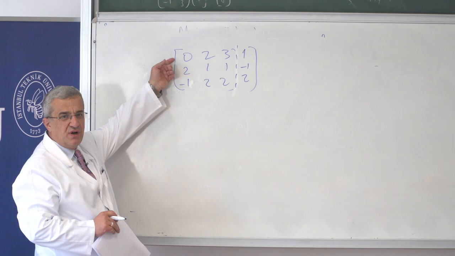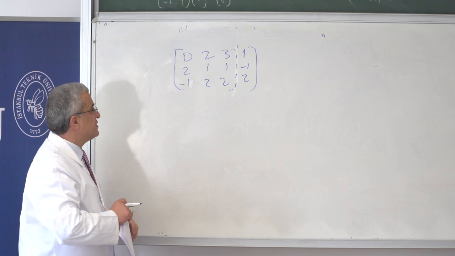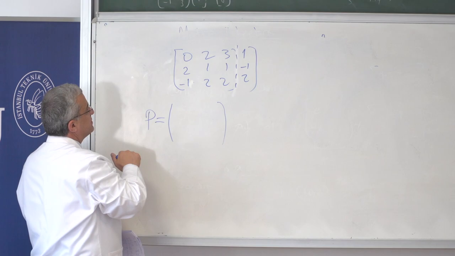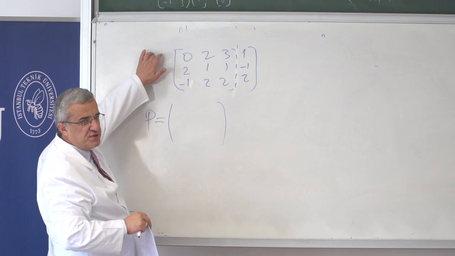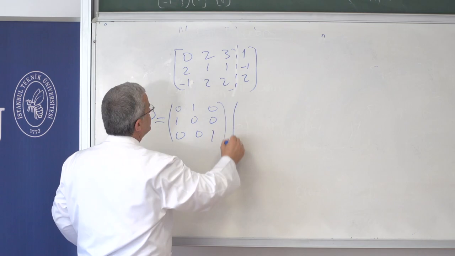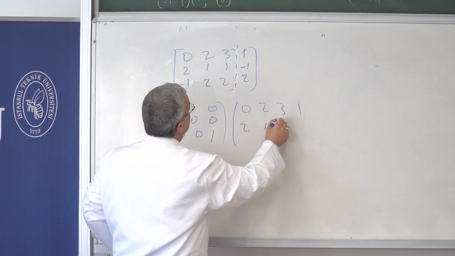We need to interchange. So that interchange matrix is called permutation matrix. So what should I multiply this with from the left so that this multiplication will interchange the first row and the second row? What would that be? So it would be 0, 1, 1, 0, 0, 0, 0, 1. Let's multiply this and see what happens. 0, 2, 3, 1, 2, 1, 1, minus 1, minus 1, 2, 2, 2. Okay?